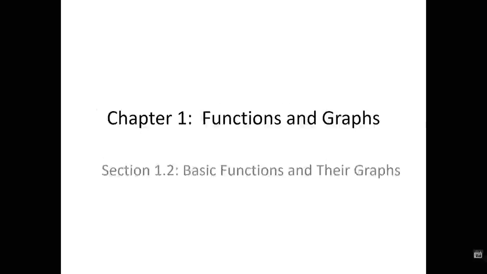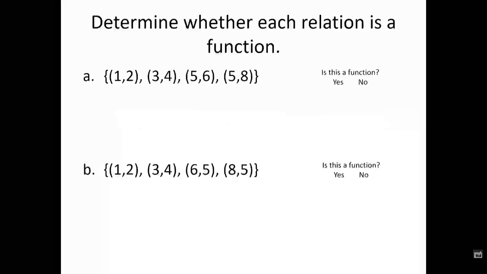In Chapter 1 on functions and graphs, we will continue with our discussion of functions and their graphs. In the first example, we want to determine whether or not the relation is a function. You recall the definition of a relation. A relation is any set of ordered pairs. So we have the given set of ordered pairs, and it is a relation. Now we want to determine if this relation is a function.